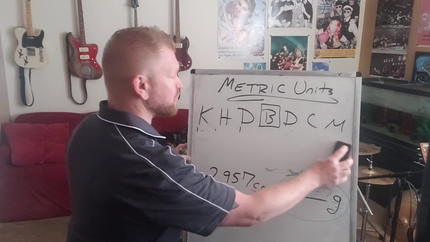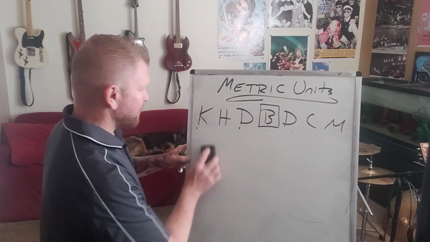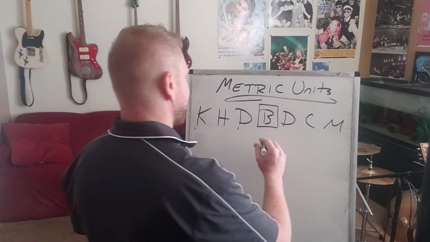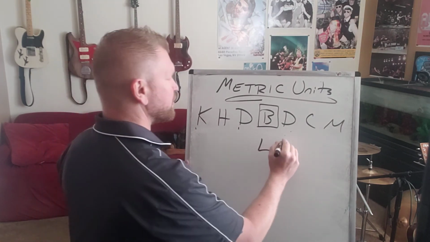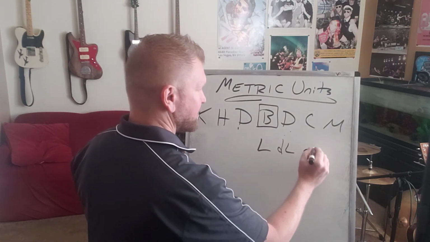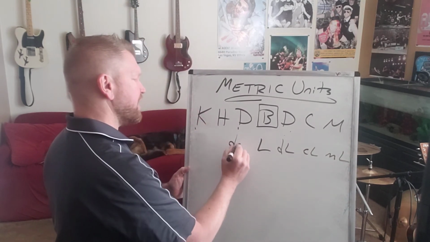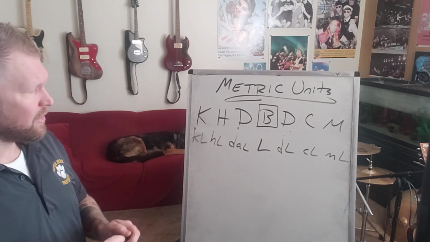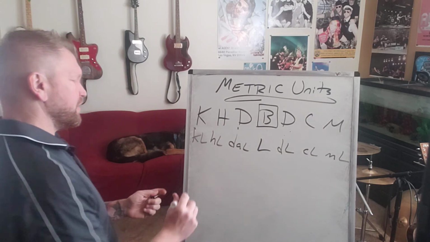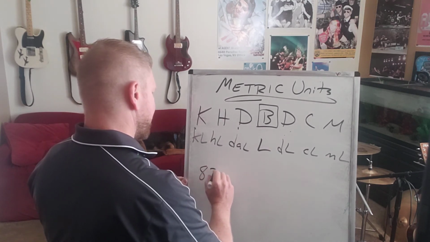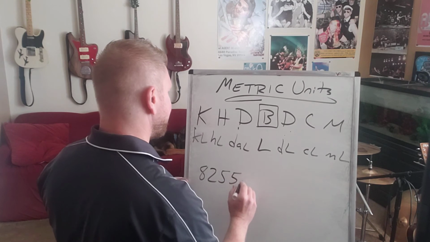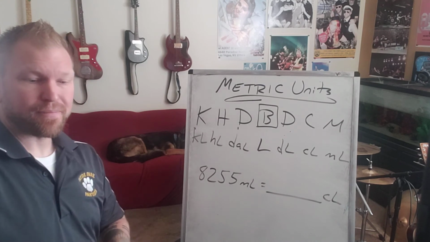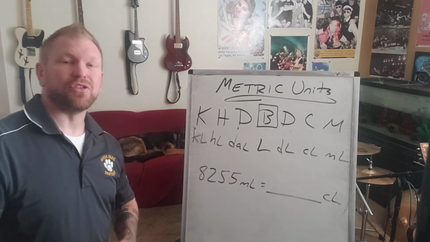All right, so grams measure mass. We did meters, which measures length. So let's do liters. So liters measure capacity. So there's liters, but there's also deciliters, centiliters, and milliliters, and decaliters, hectoliters, and kiloliters. Let's say we needed to convert 8,255 milliliters to centiliters.